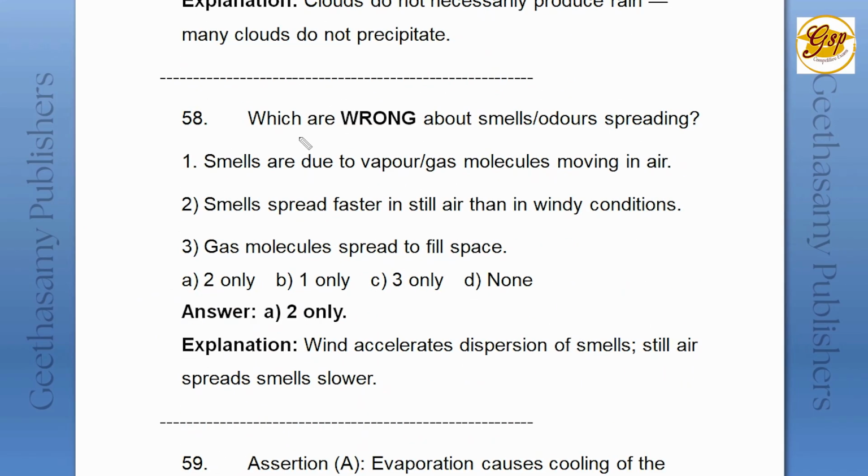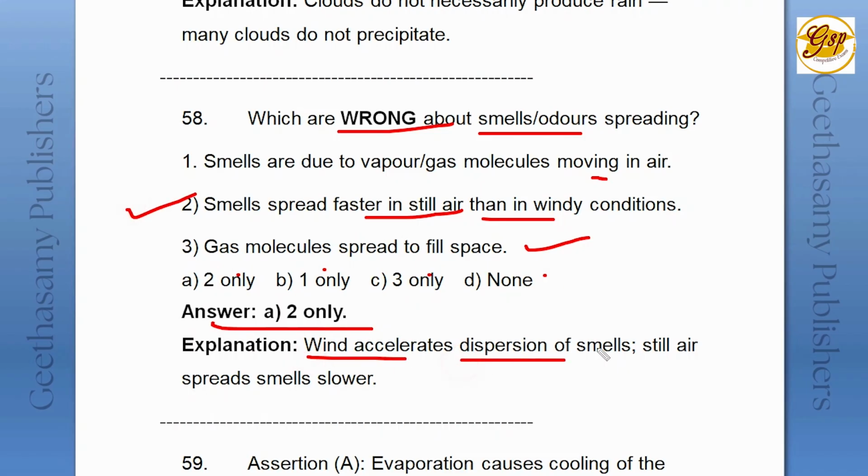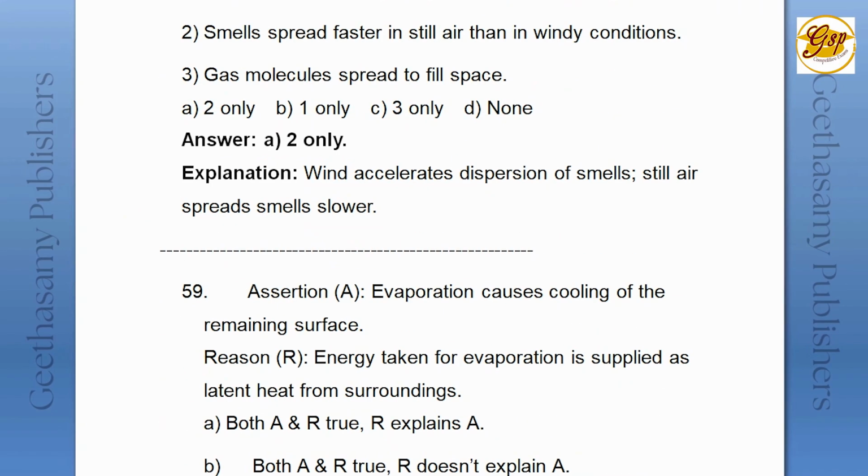Okay, 58th question. Again, what is wrong about smells and odors? 1. Smells are due to vapors and molecules moving in air. 2. Smell spreads faster in still air than in windy conditions. 3. Gas molecules spread to fill space. The wrong statement options are 2 only, 1 only, 3 only, none. The correct answer is 2 only. That is the wrong statement. Wind accelerates the dispersion of smells, and still air spreads smells slower.